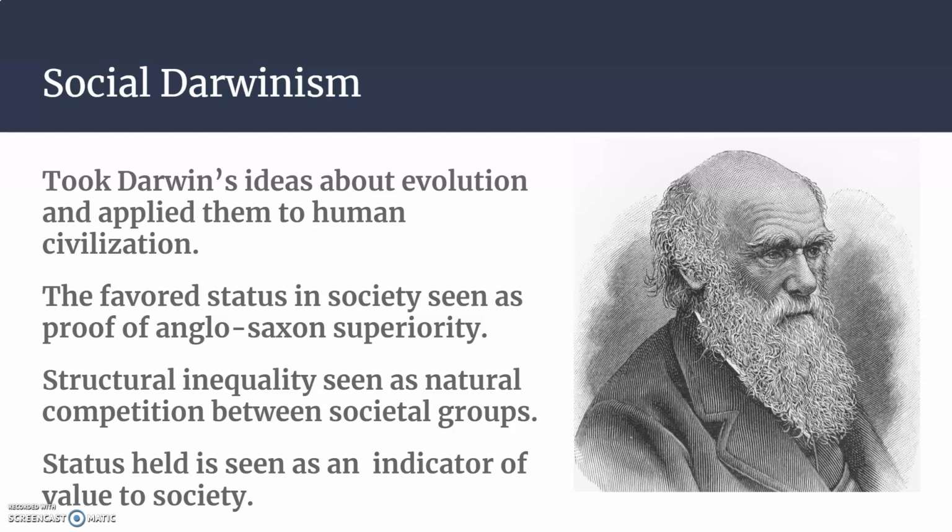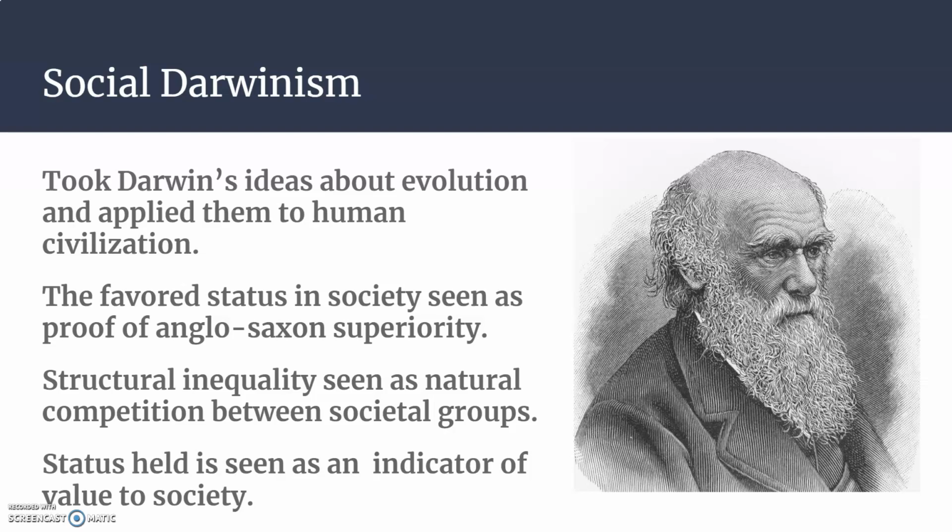And so, if Native Americans were dominated by white settlers, if they were forced off of their land, this was seen as proof of Anglo-Saxon superiority, that if you were successful in taking over another culture and taking their land, you were able to do this because your society was superior over theirs. That structural inequalities in society were seen as natural competitions between societal groups.